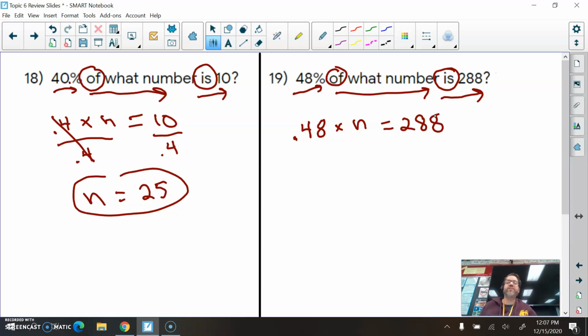So 48 hundredths times n. I wouldn't have needed to show the times sign here. I could just write 0.48n equals 288. But again, we're not multiplying 48 hundredths by 288. It's 48 hundredths times some number equals 288. So it's a one-step equation that I need to solve. I will divide by 0.48. That's the inverse operation for multiplying. So that means I also divide this side by 0.48.